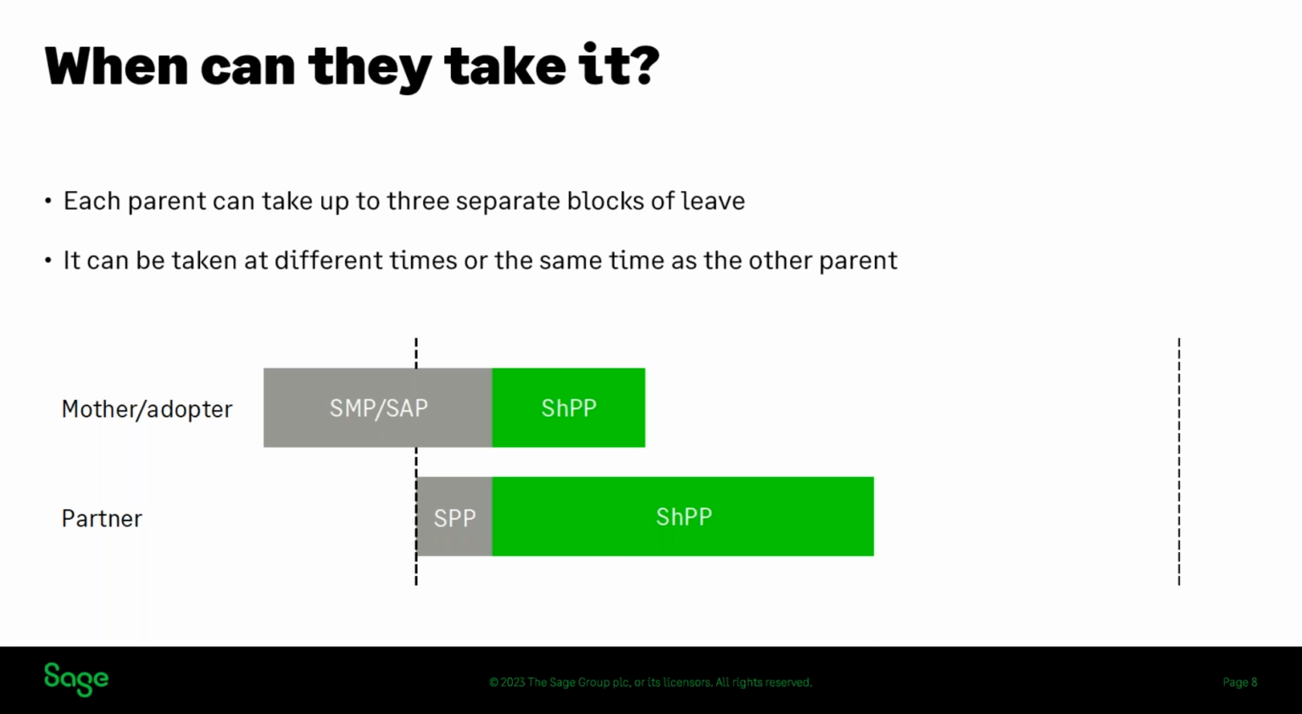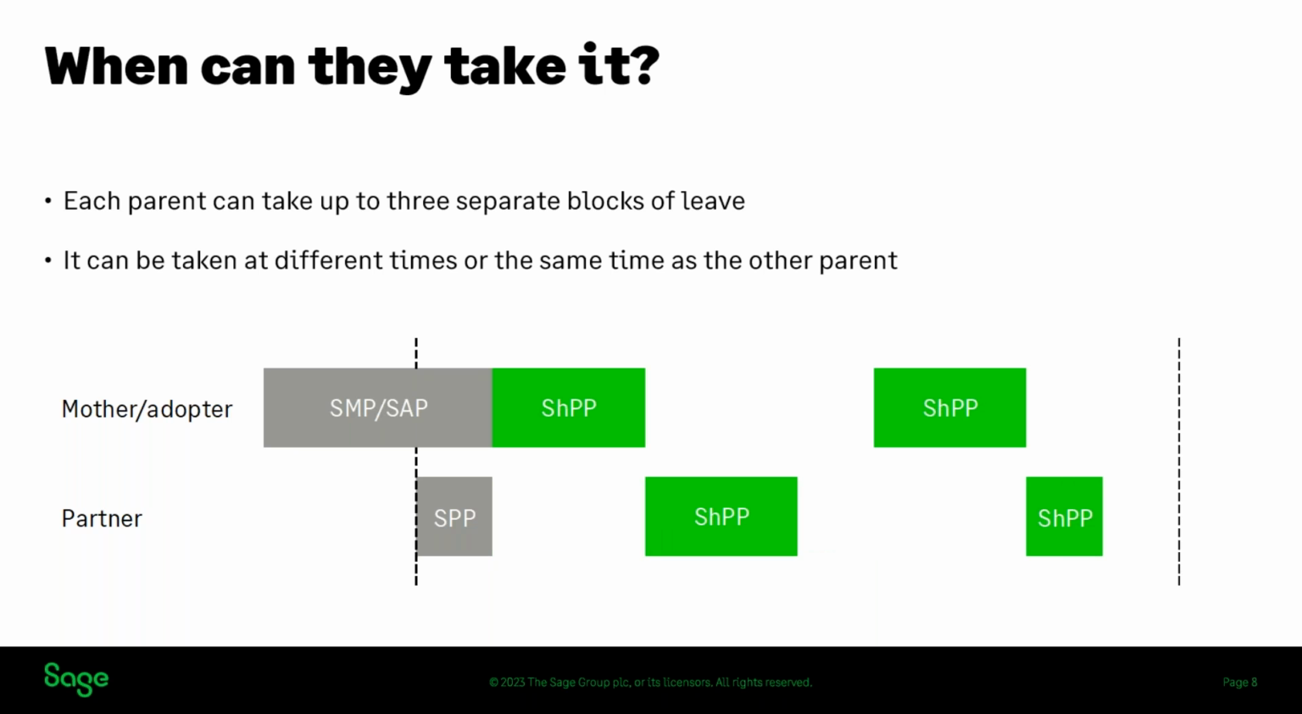But there is a lot more flexibility with shared parental pay. So here's another example. They might officially end their leave at a particular point. It is worth noting that the mother must take a minimum of 2 weeks maternity leave, or 4 weeks for a factory worker, before they can switch to shared leave. But they could then take some of the leave at the same time as each other. And in this example, the partner is going to take the remainder of the leave after the mother goes back to work.